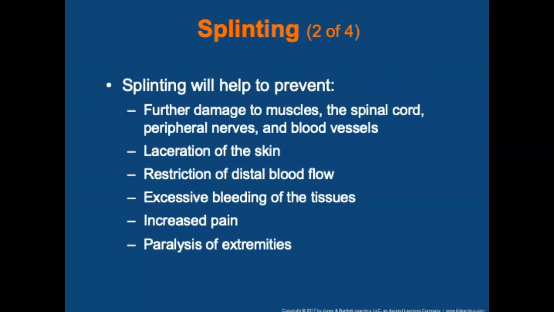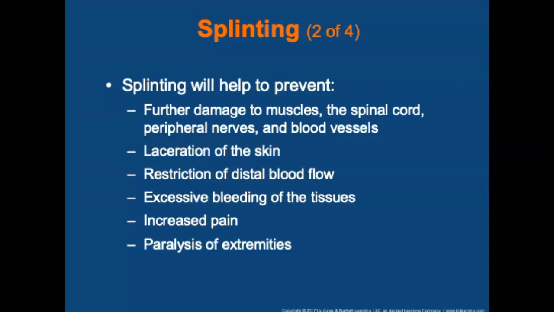In addition, splinting will help to prevent the following: further damage to muscles, the spinal cord, peripheral nerves, and blood vessels from broken bone ends, lacerations of the skin by broken bone ends. One of the primary indications for splinting is to prevent a closed fracture from becoming an open fracture.